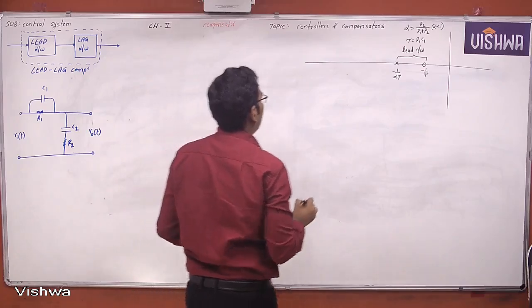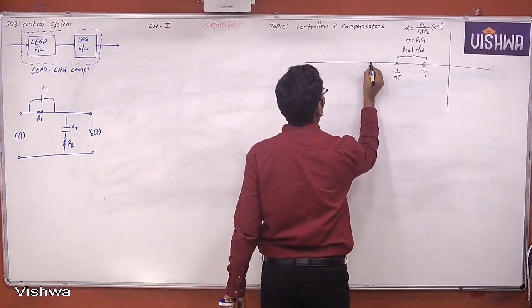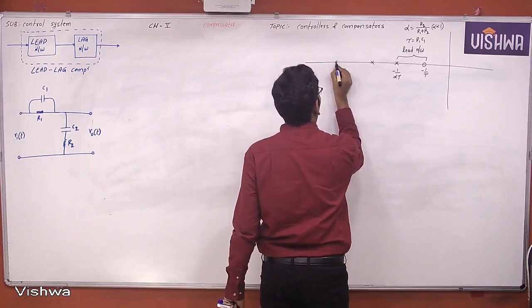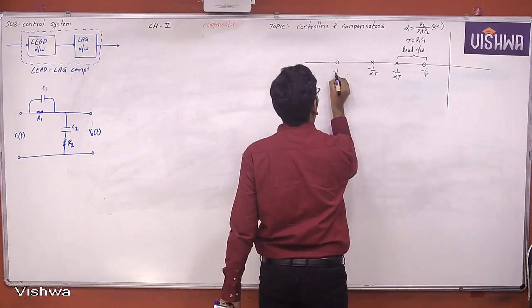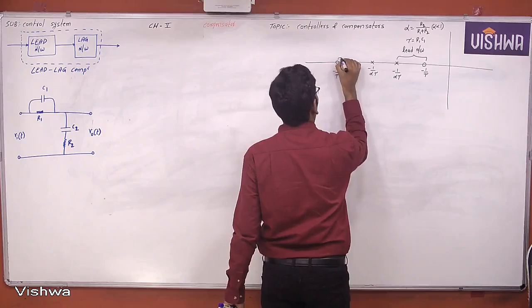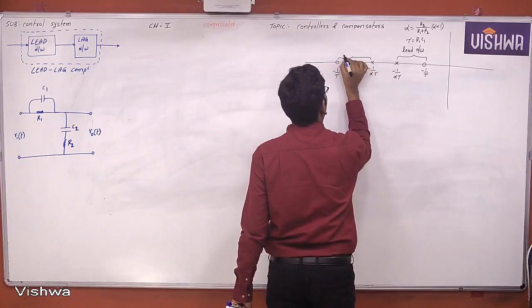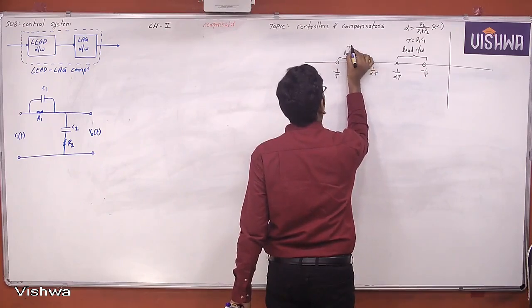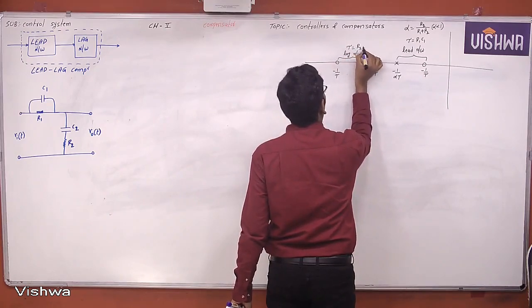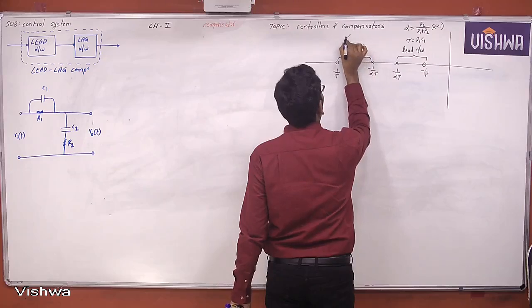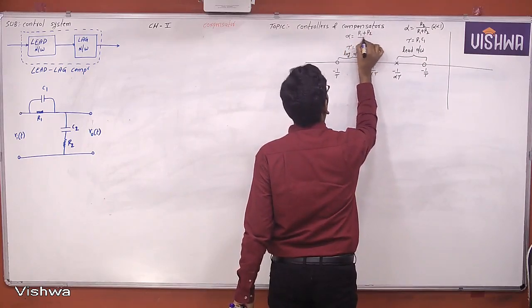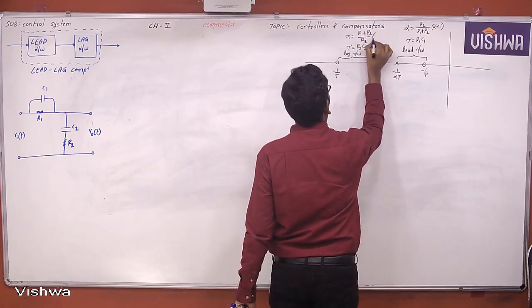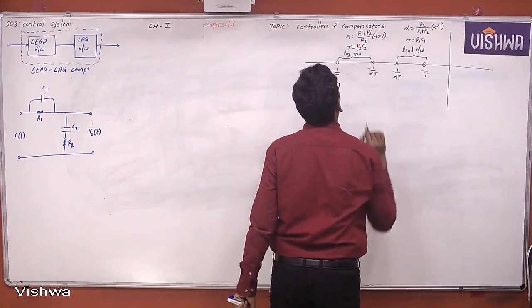What is the next network? The next network is the lag network. The lag network will produce a finite pole and a finite zero, minus 1 by alpha tau, minus 1 by tau. This is the lag network, where tau is R2 C2, and alpha is R1 plus R2 by R2, where alpha is greater than 1.